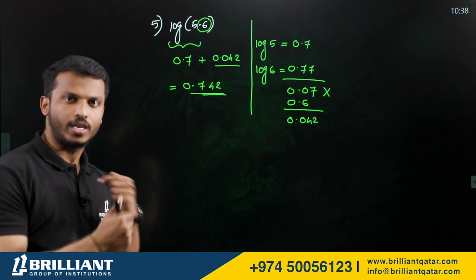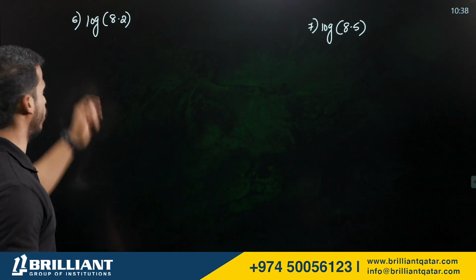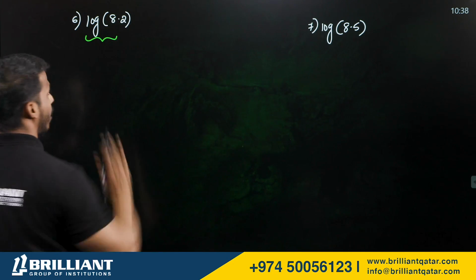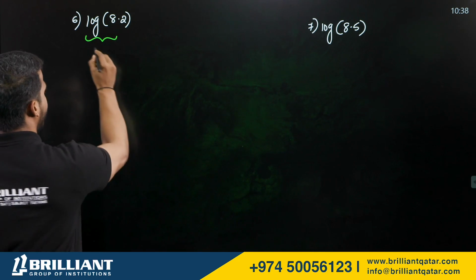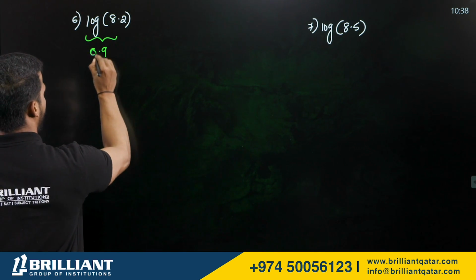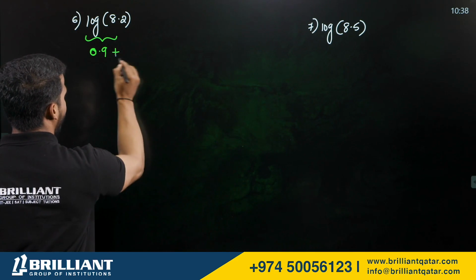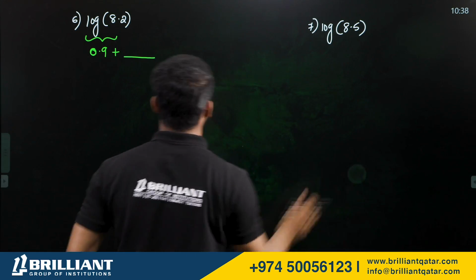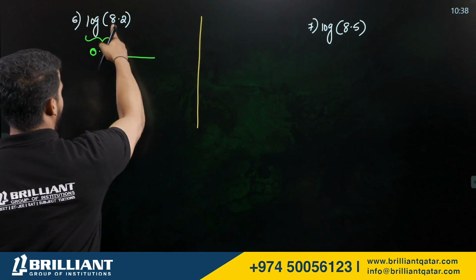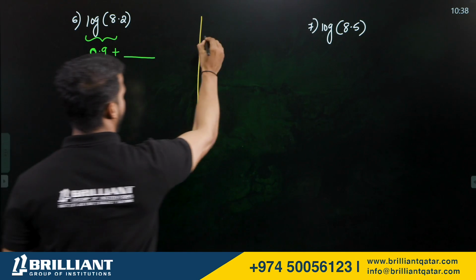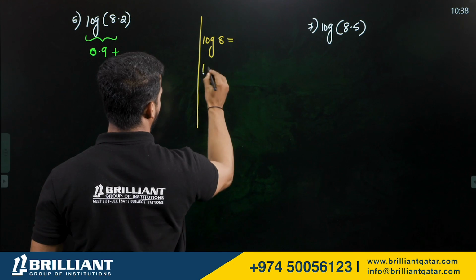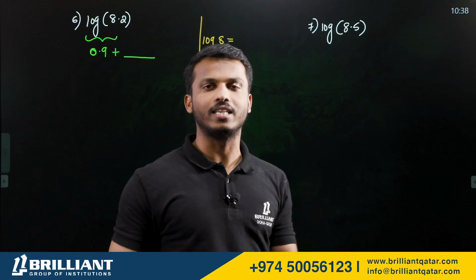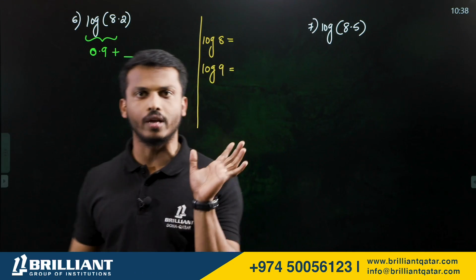I will do one more question. It will make the idea stronger. See the next question, log 8.2. How to do that? First we have to calculate what we have before the decimal, 8. So log 8 is equal to 0.9, plus I need a value here. In order to get this value we have to do some procedure. Log 8.2 is the value you have to calculate. It is in between log 8 and log 9. Yes or no? 8.2 is in between 8 and 9, right?